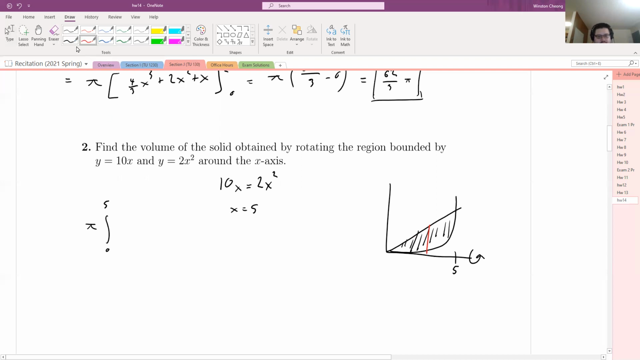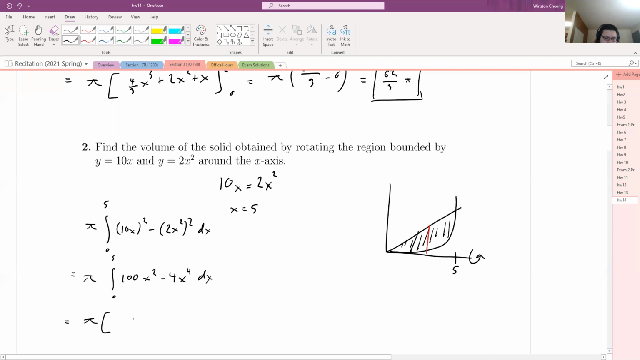So the formula to keep in mind is the Washer method formula. And well, our upper function is 10x. So that's going to be the big radius. And then we subtract off the small radius, which is the parabola. And we have to square both these radii. And now we just integrate those. Well, first I'm going to simplify the inside. So 100x squared minus 4x to the 4th dx.